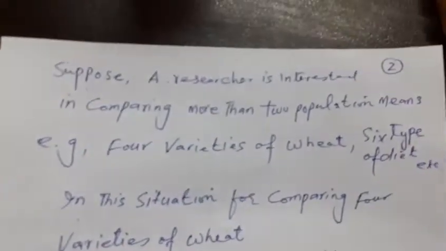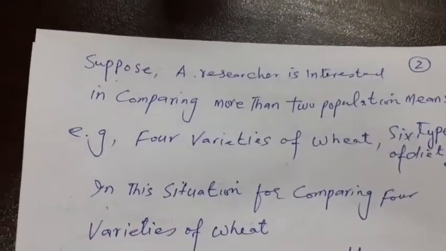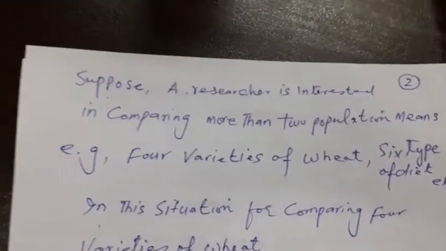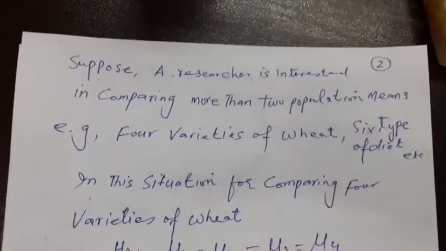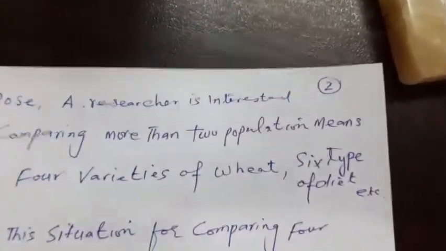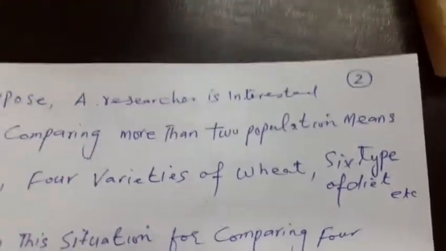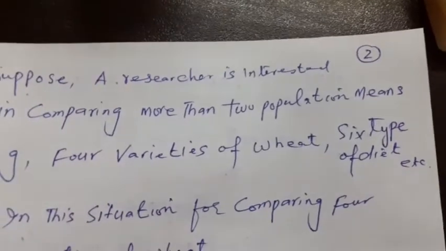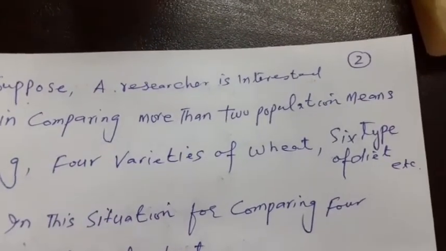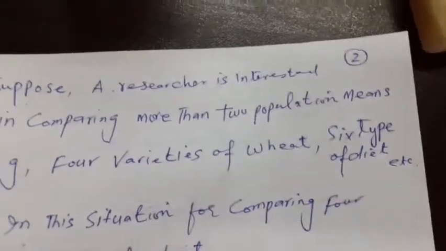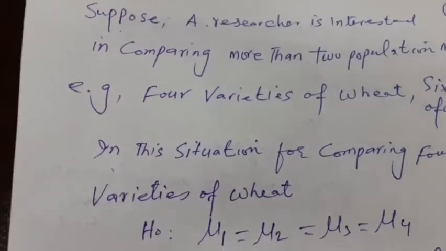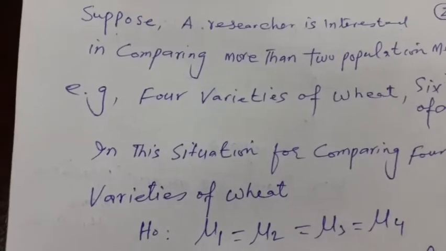Suppose a researcher is interested in comparing more than two population means. For example, 4 varieties of wheat, 6 types of diet. So these examples show 4 means, more than 2, and 6, more than 2. So in this situation, we will use the analysis of variance.